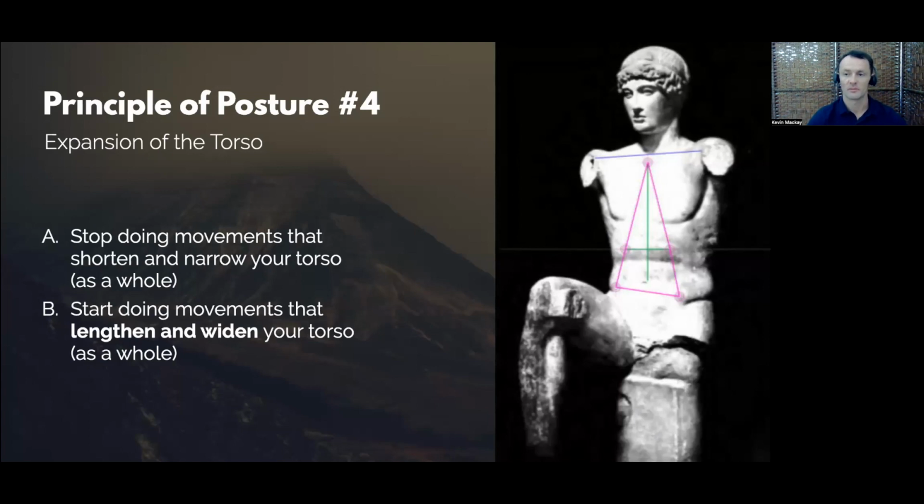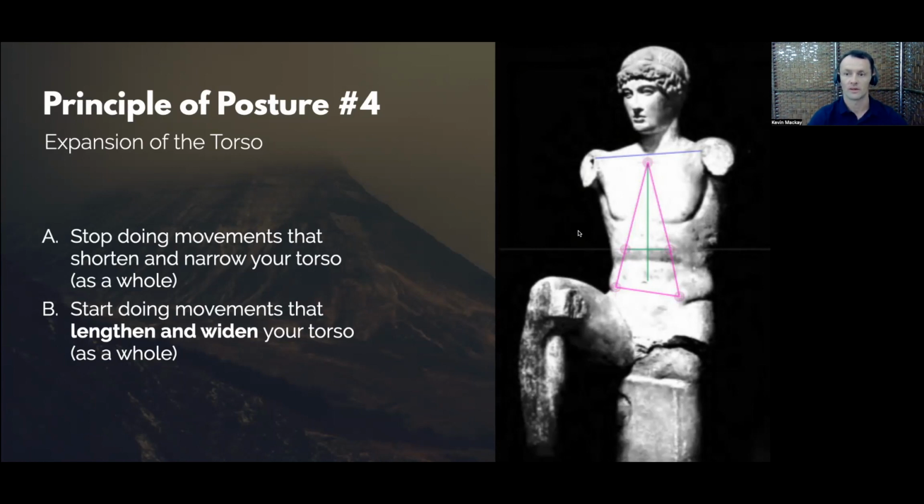So principle of posture number 4 relates to expansion of the torso. In an earlier lesson, we talked about the torso, and I'm defining the torso as, if you see our friend on the right, if you cut off the neck and head, the arms, and the legs, you're just left with this main central part of the body, from where the ribs join the spine at the top, down to the bottom of your pelvis, to your sitting bones.